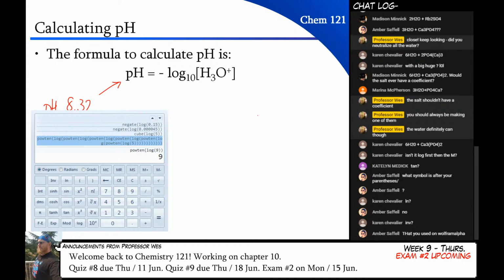So let's erase this. So in order to solve this equation for this number right here, what I have to do is I have to take both sides. I have to do this to it. First, I got to move this negative over. So I get minus pH equals log base 10 of the amount of hydronium there's in there. And you can't see it because my calculator's in the way, so hold on.